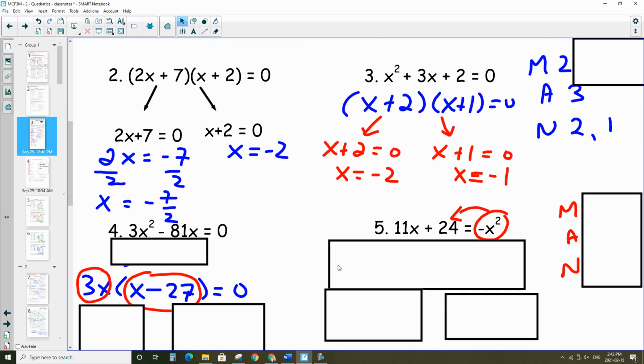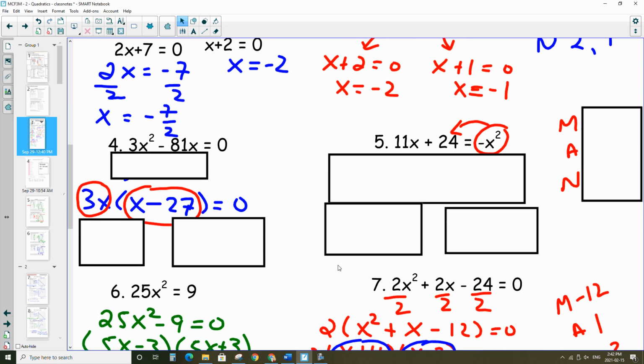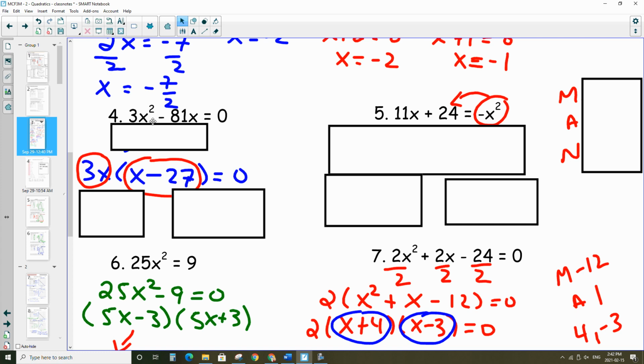Question number 4. Here we've got 3x squared minus 81x. So I common factored 3x out, so that's what you can see here. 3x squared divided by 3x is x, and 81x divided by 3x is 27. And the 3x in the front is what I factored out initially.